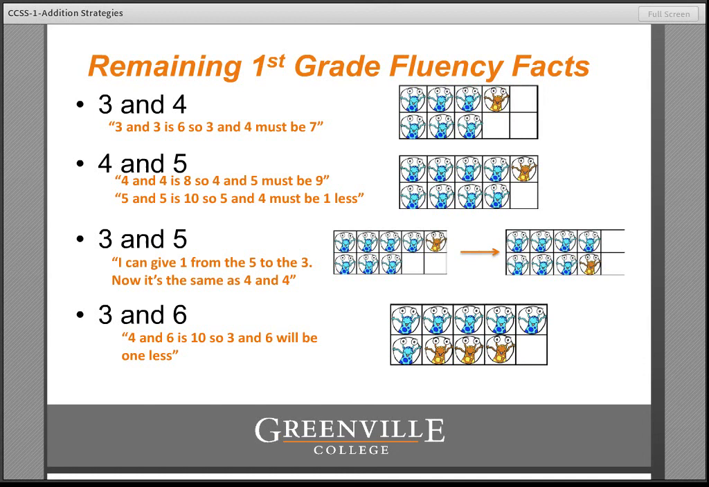For 4 and 5, they can do something very similar. They can say 4 and 4 is 8, and one more would be 9. That's a doubles plus 1. But they might also notice 5 and 5 is 10, so 5 and 4 would just be one less.